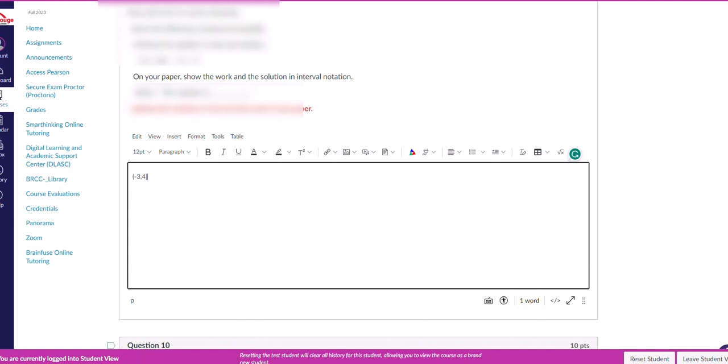Just keep in mind that all you're putting here is just a solution. You have to do the work and the solution on your own paper. Okay, but this must match the solution and interval notation on your paper.